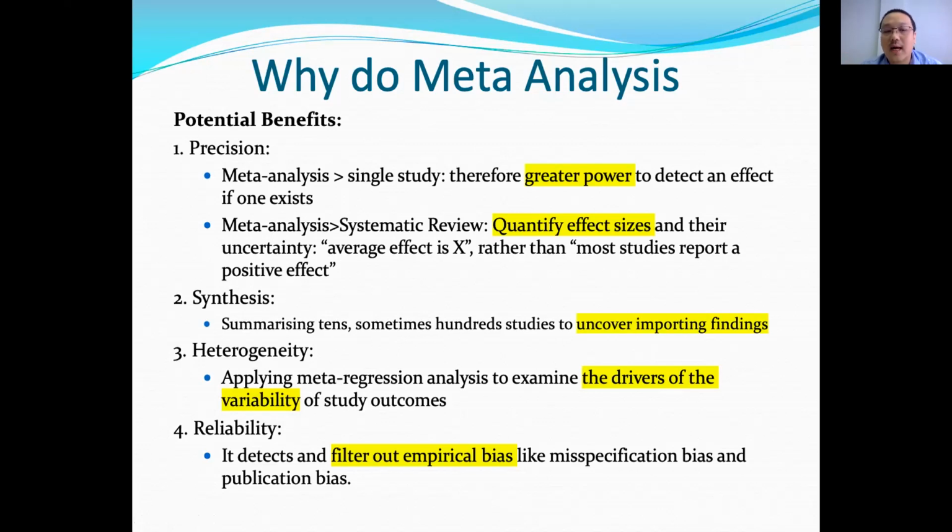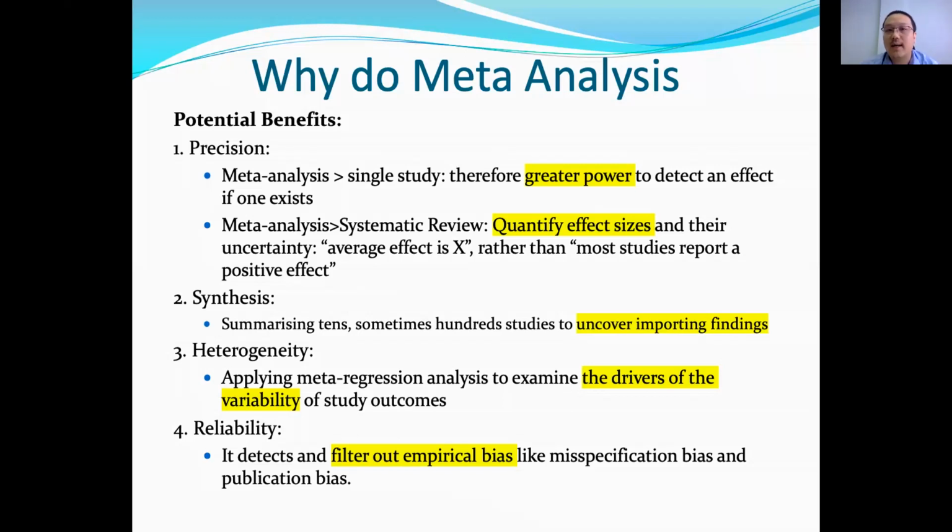And last, as in most economics research, we test reliability, and meta-analysis does as well. It tests reliability by filtering out bias, as I mentioned just now, misspecification bias and publication bias. For misspecification bias, they do it by subgrouping these studies, taking those outliers and then re-running the regression to see the ANOVA test, what the differences in the result are. And for publication bias, there are tests we will talk about later in the methods section, how we detect publication bias and how we remove it.